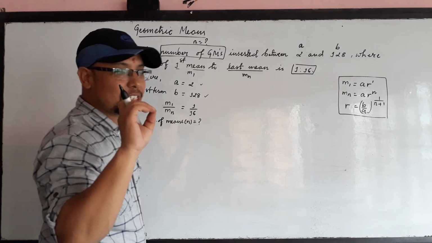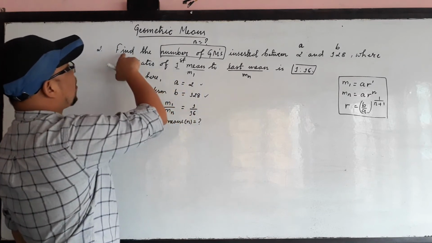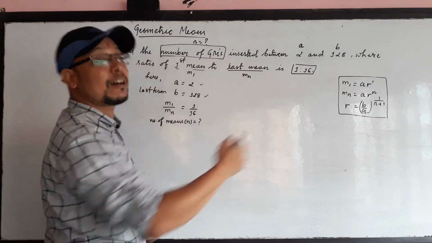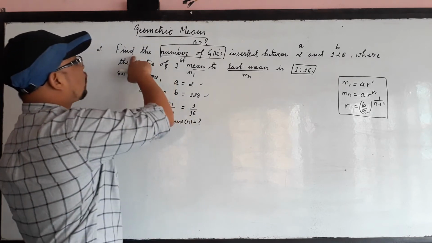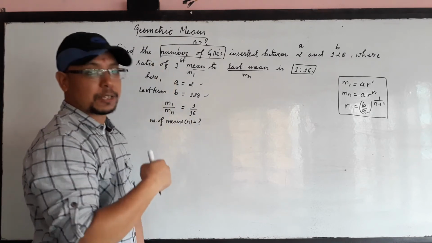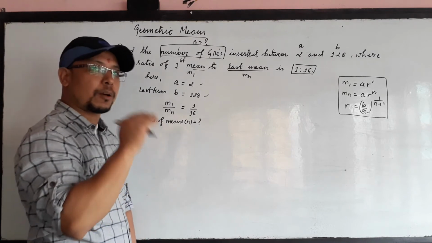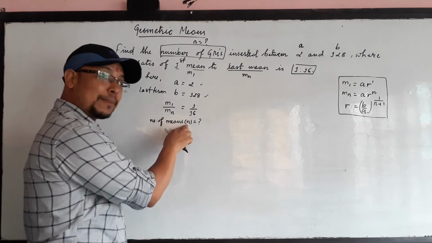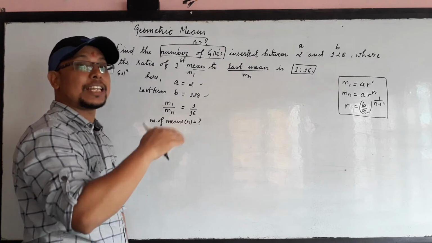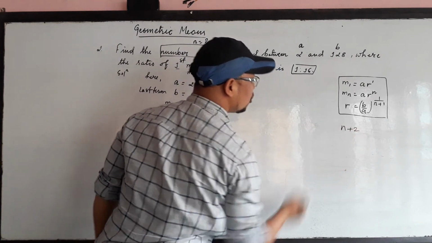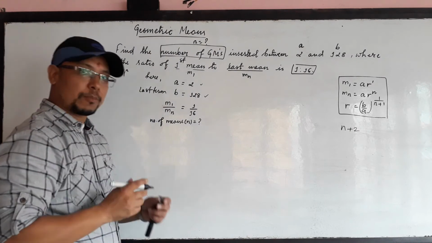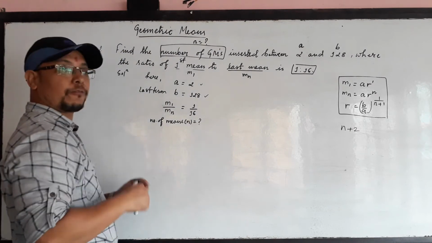Always remember one thing. Here you are asked to find the number of GMs, which means the n value. And sometimes they ask you to find the number of terms. If they ask you to find the number of terms, always remember this n means number of means, and if it is the number of terms, you have to add plus 2 to get the number of terms. Okay students, now let's find it.